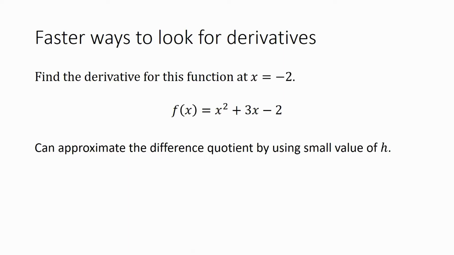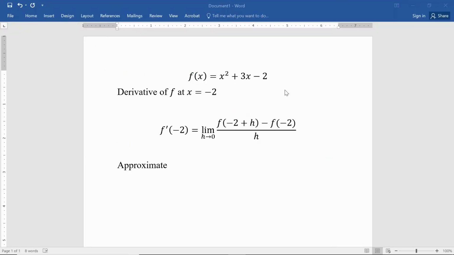Well, there's a number of things you could do. One is you could just say, well, we know that the derivative is what happens when h gets really close to 0. So we could approximate the limit using some really small value of h. So we could just take the difference quotient at a really small value of h, and that would be a pretty good approximation for the derivative at a certain point.